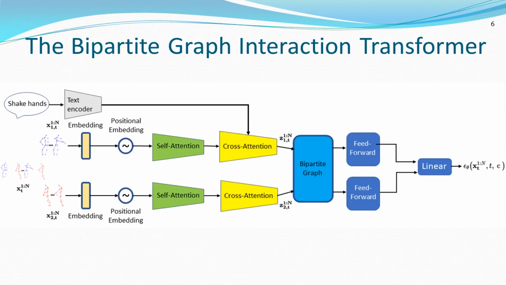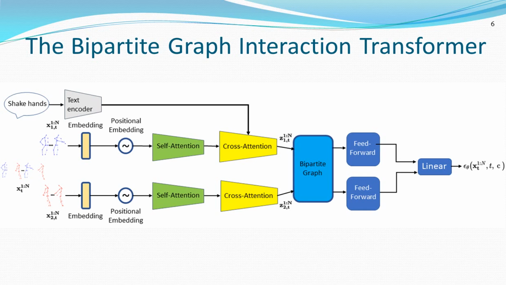The bipartite graph interaction transformer takes two inputs. First, the class label that goes through a text encoder, and the interaction motion noised at step T from the forward diffusion process. The interaction motion is split in two, one part corresponding to each skeleton. And each of these parts will go through a similar process with an embedding, positional embedding, self-attention, cross-attention with the output of the text encoder. This corresponds more or less to a transformer layer.